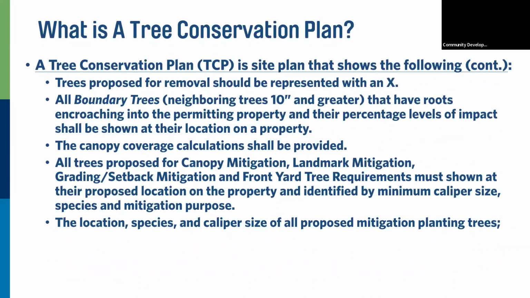We also have to see boundary trees, which are going to be neighboring trees that may be impacted by any type of construction. If you are removing trees, that should be represented with an X. And then we'll also need to see any type of mitigation trees that you're planting, need the species, the caliper size, and the location on the plans.